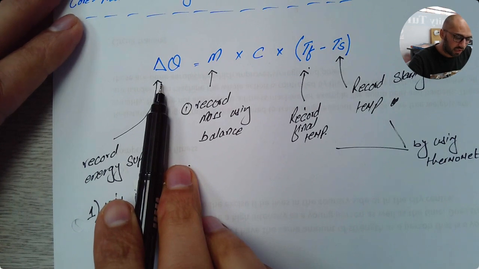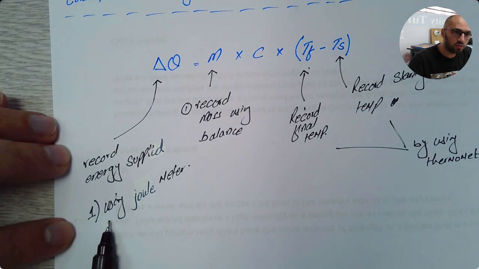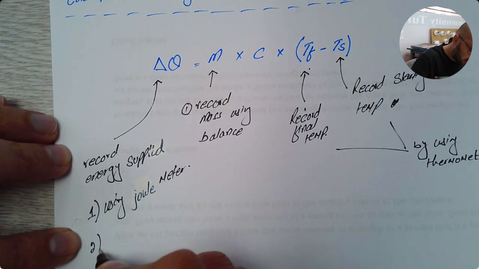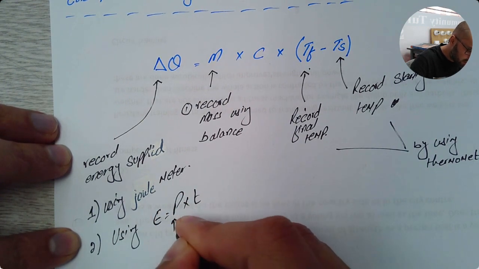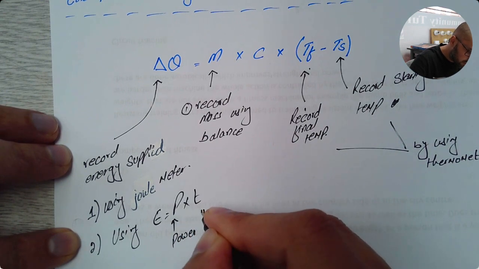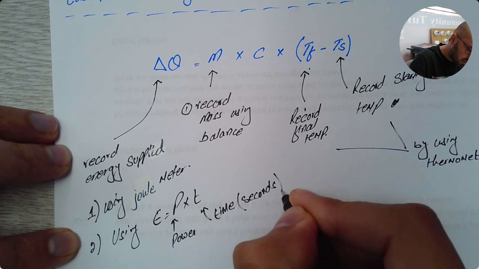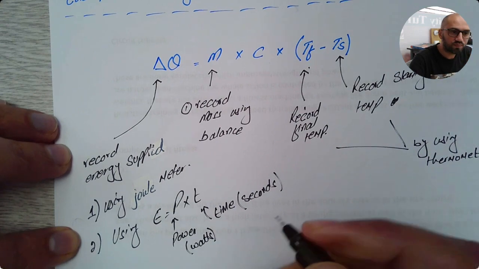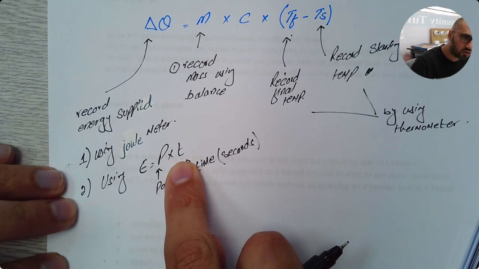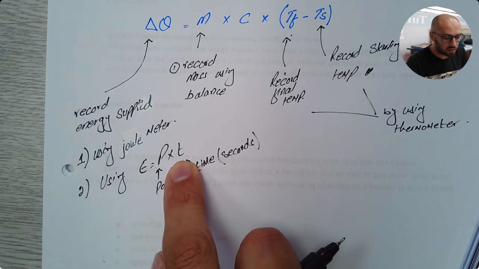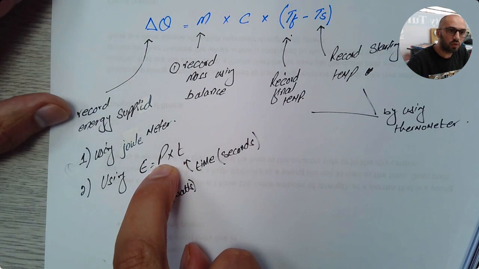Recording energy supplied can be done in a number of ways, and it will depend on the setup being used. The easiest one is using joule meter. Second one will be using E equals P times T, where this is my power and this is my time in seconds. Power has to be in watts. In this case, we will have to make use of stopwatch as well. So you'll use stopwatch to determine the time, how long you have used the equipment that supplies energy. And then if you multiply that time by the power rating of the equipment, it will give you the value of Q.